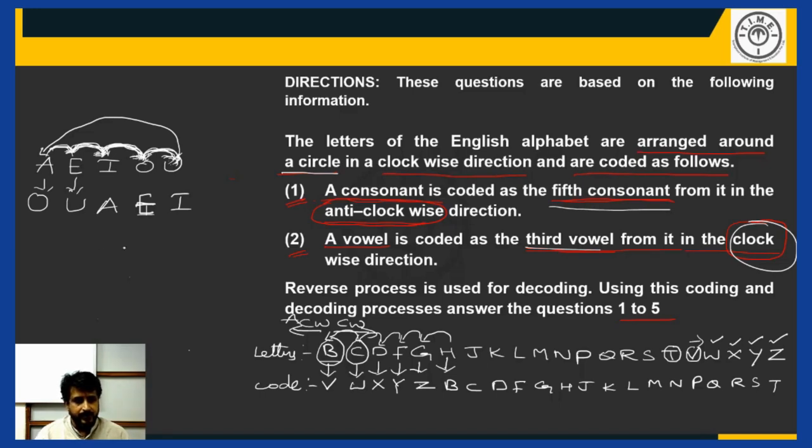If vowels are taken in a clockwise direction in a circle, A, E, I, O, U. From A, the third vowel from it in clockwise direction: first vowel, second vowel, third vowel. So A is coded as O. For E, third vowel: first vowel, second vowel, third vowel. So E is coded as U. For I, third vowel: first is O, second is U, third is A. So I is coded as A.